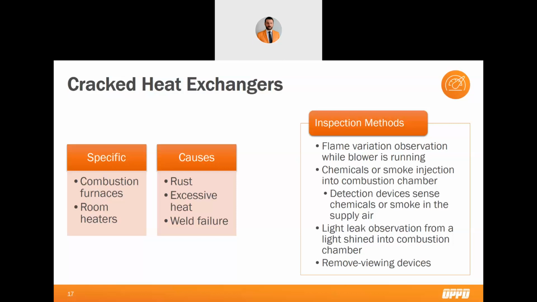One of the most important parts of a furnace inspection is the verification of the condition of the heat exchanger. HVAC technicians can do this test in a variety of ways, such as a remote camera, shining a light into the combustion chamber to see if the light leaks out anywhere, chemicals or smoke injection, or even by observing how the flames behave when the blower is running.